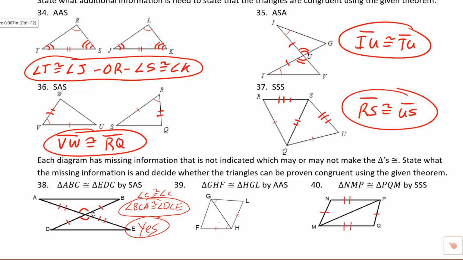Okay, on 39, this one's a little bit tricky. So if you take a look at this diagram right here, they want us to show that GHF is congruent to HGL by angle, angle, side. Now there is some missing information on here, and the missing information right here is that side GH is congruent to GH. So I'm going to go ahead and mark that GH is congruent to GH. That's the missing piece of information that we get right there.